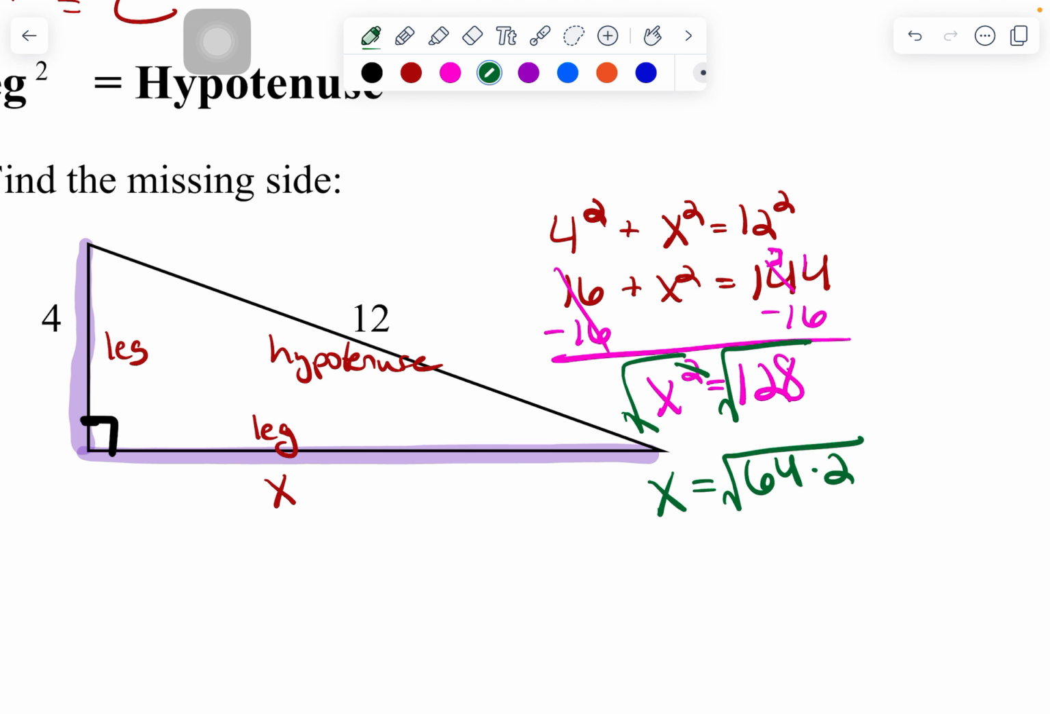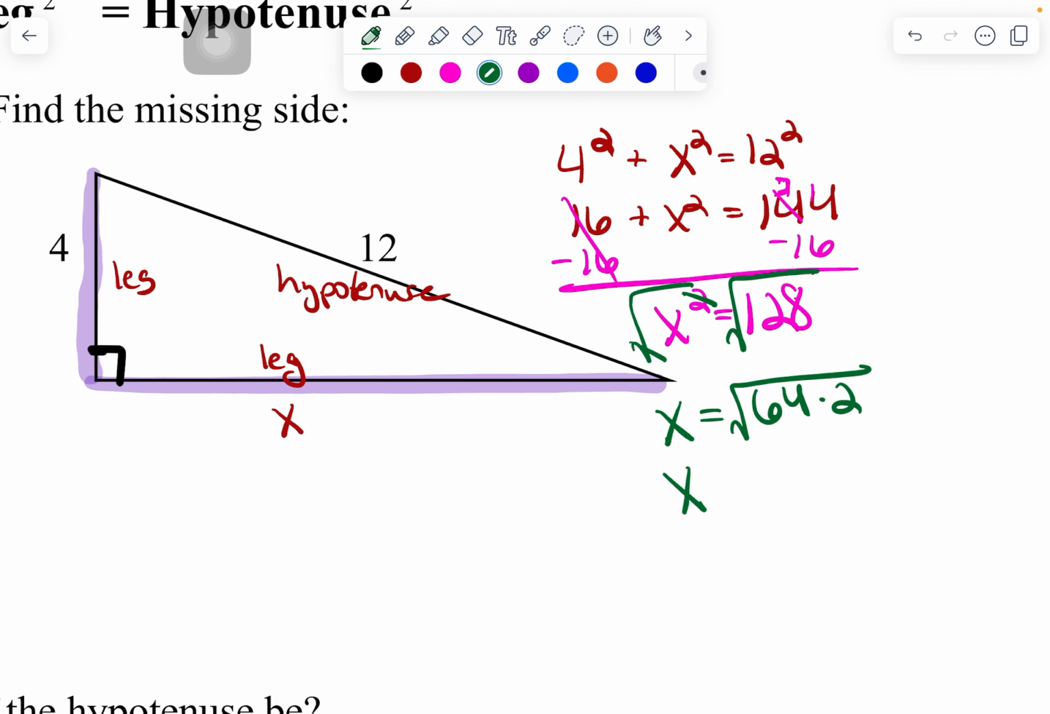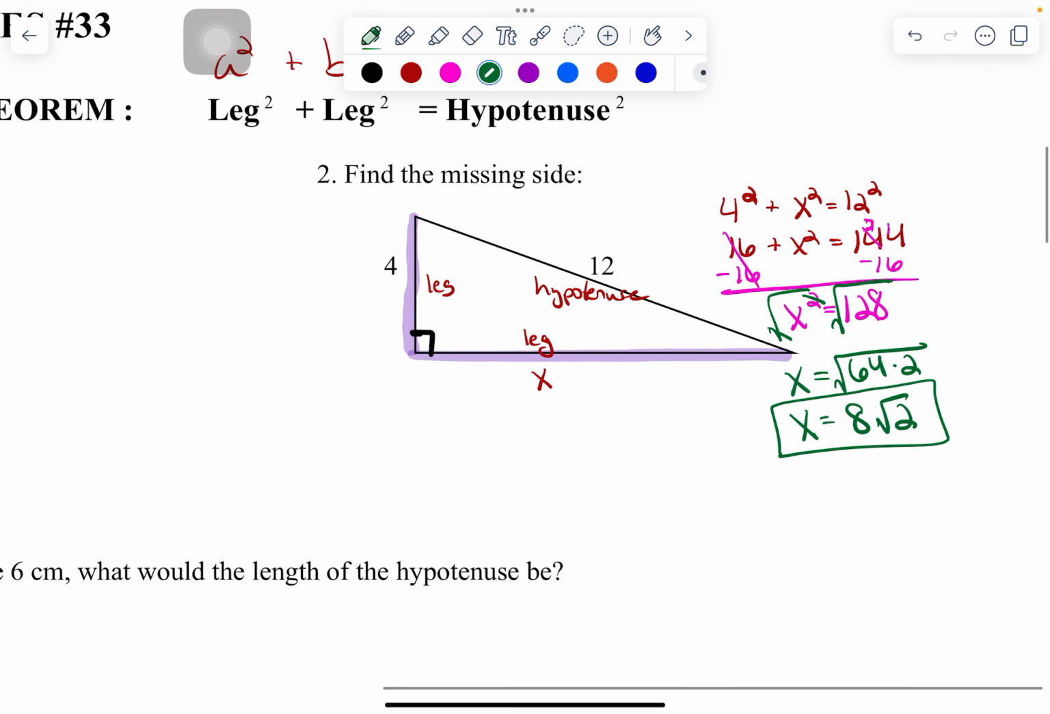Now you might be saying, well, why did you pick 64? Well, 64 is a perfect square. And so when I take the square root of 64, that's going to be 8 root 2. If you did this with prime factors, you would end up with a whole bunch of pairs of 2s with one 2 left over. So it should still get you that same 8 root 2 answer. Okay, so that is the answer for problem number 2.